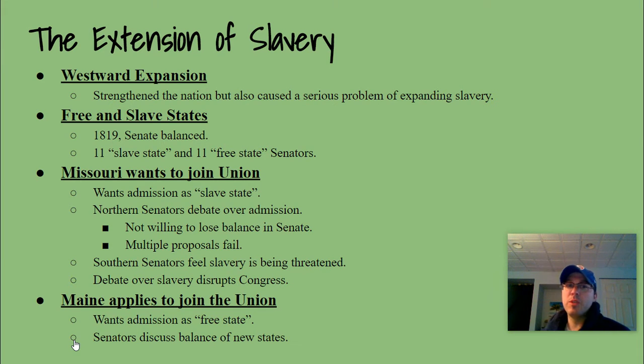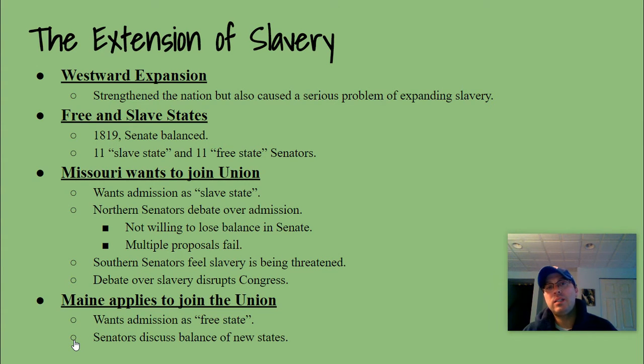All right, so when Missouri wants to join the Union, they have tried multiple times over the last couple of years to get admitted. They want admission into the Union as a slave state, and obviously, the free states' senators are not willing to lose their balance in the Senate. And so multiple times as Missouri asked for admission, they are denied.